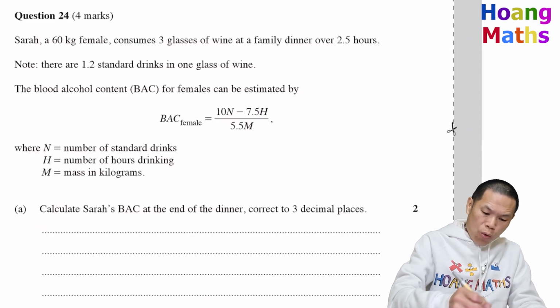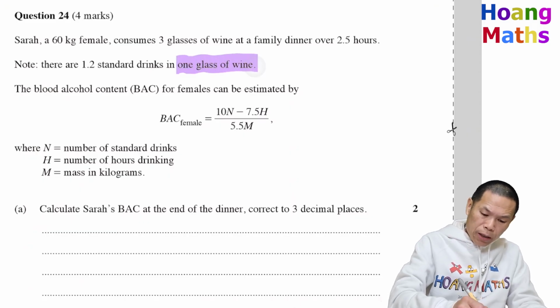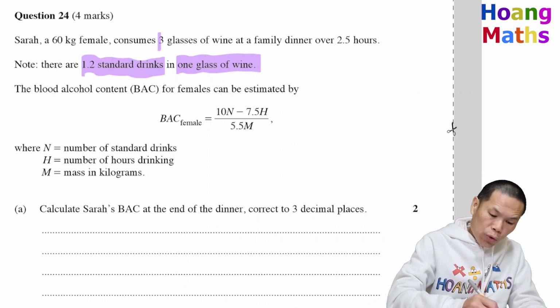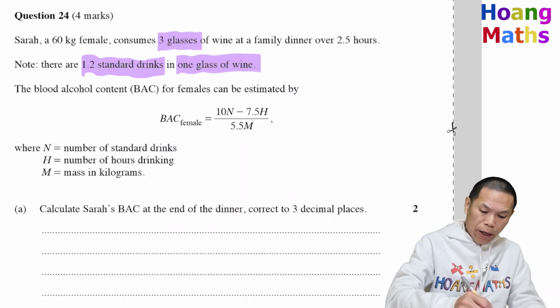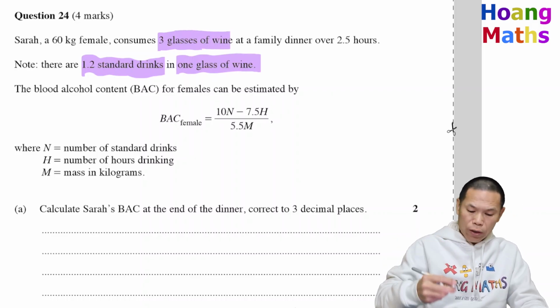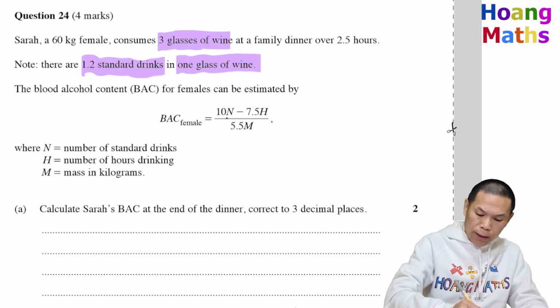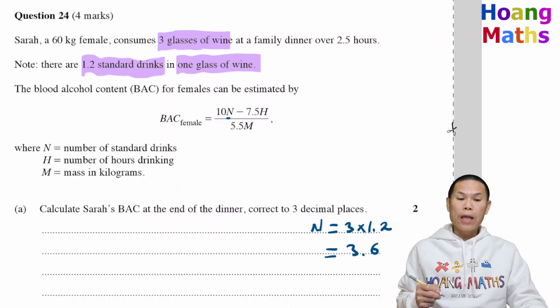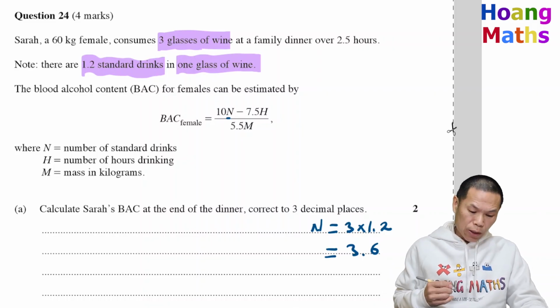Question 24. We know that 1 glass of wine will give 1.2 standard drinks, and she drinks 3 glasses of wine. So let me just convert into standard drinks first. Standard drinks is N. So N is 3 times 1.2. That will give me 3.6. So that is the number of standard drinks.